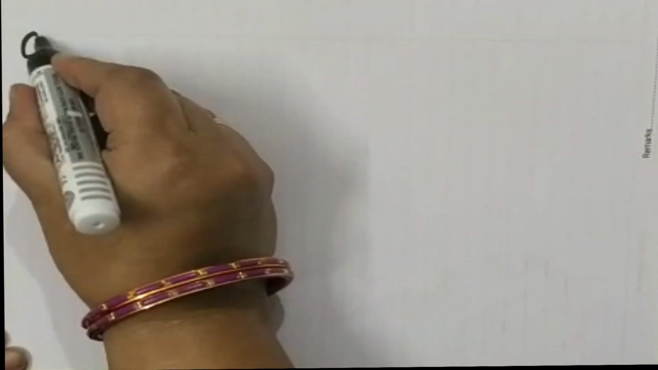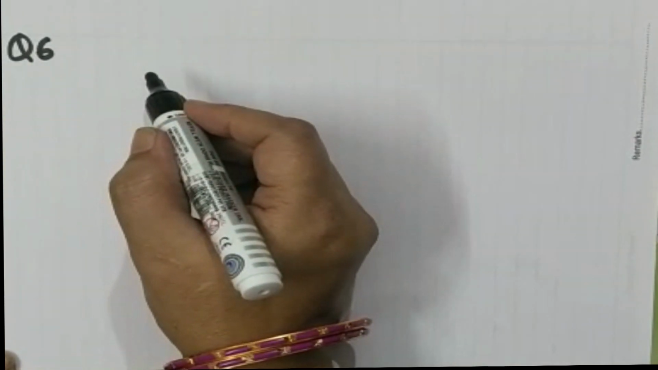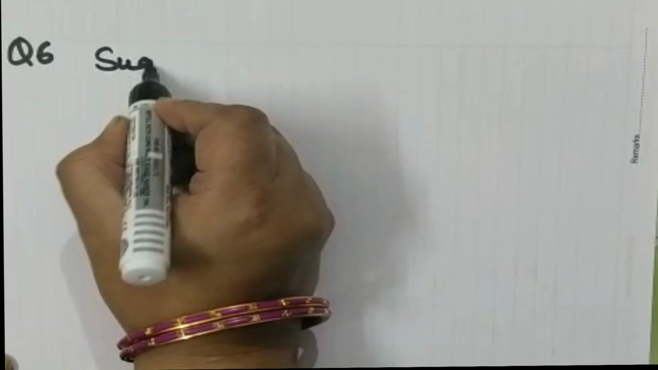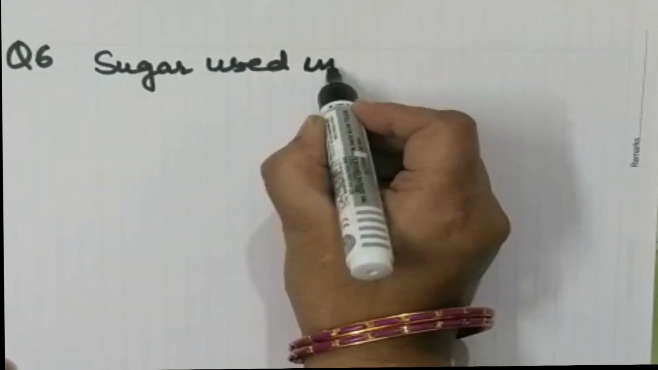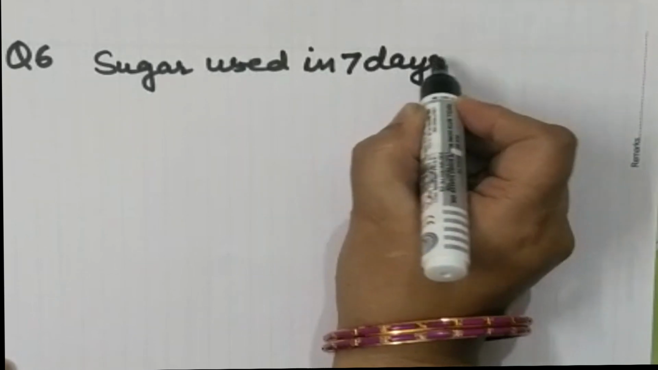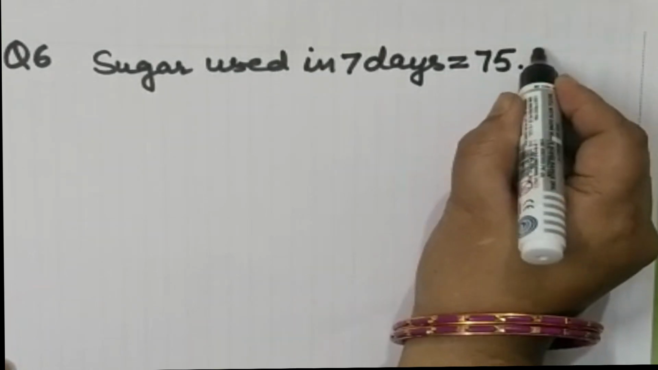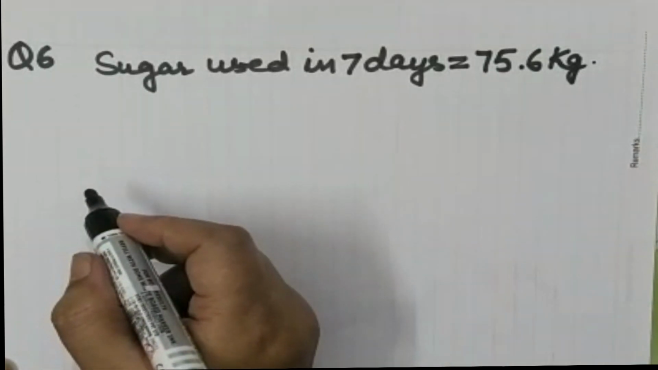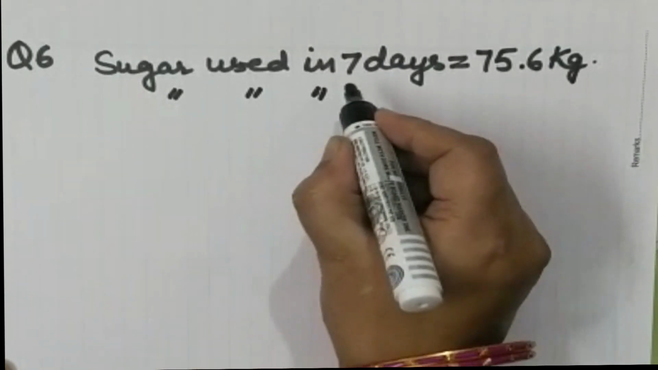Question number 6. A bakery uses 75.6 kg sugar every week. So, answer statement: sugar used in a week, meaning 7 days, is 75.6 kg. And the next line is, how much sugar is used by the bakery unit each day? It means sugar used in 1 day.